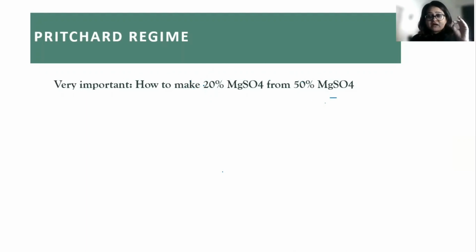You should not be starting to calculate and think or open my PPT at that time. You should be able to do this. So you have to know this at your fingertips. All right. So how do you make 20% magnesium sulfate from 50% magnesium sulfate?